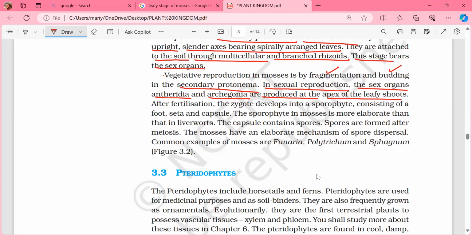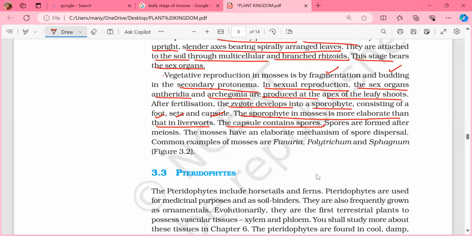After fertilization, the zygote develops into a sporophyte, and this sporophyte consists of a foot, seta, and capsule. The sporophyte in mosses is more elaborate as compared to the liverworts. The capsule bears spores as usual. The spores are obviously formed after meiosis and would give rise to a new organism.